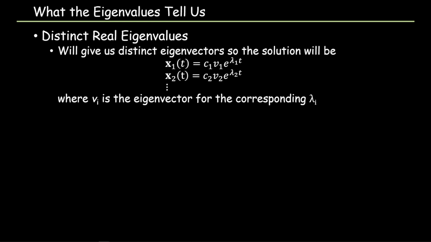Now, obviously, the general solution will be the sum of all of these individual solutions. So it will be the sum of x1, x2, all the way to xn.